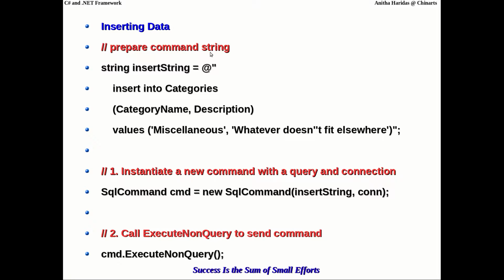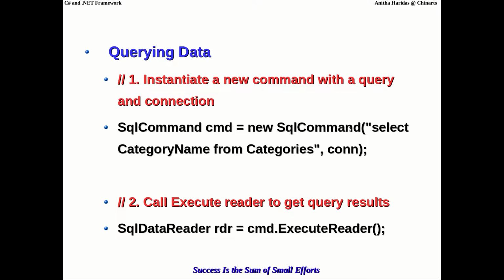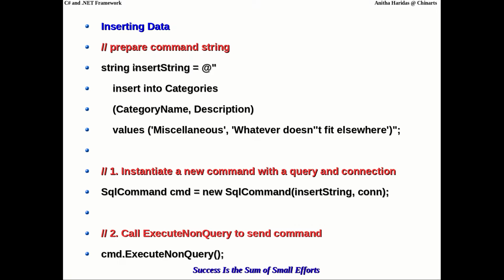Now once you have prepared the command string, you can create a command saying new SQL command and the insert string. Observe here, in the previous example the string is directly given in the SQL command argument. Whereas here I have prepared the SQL string separately. Then I passed it as the variable here. And the second argument is obviously the connection object. Now you observe the insert query is not used for retrieving the data.